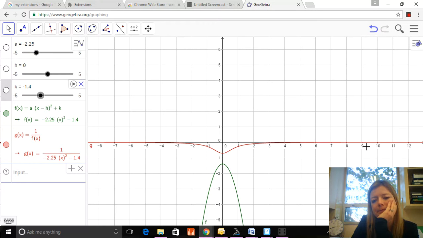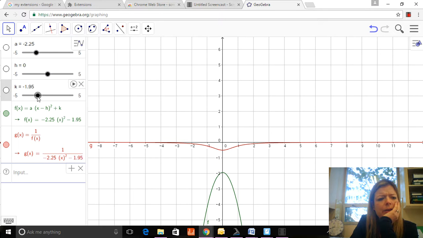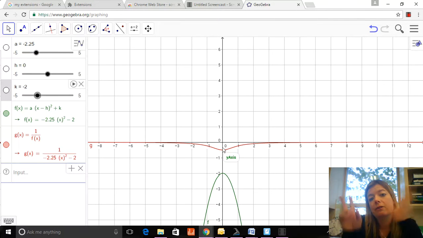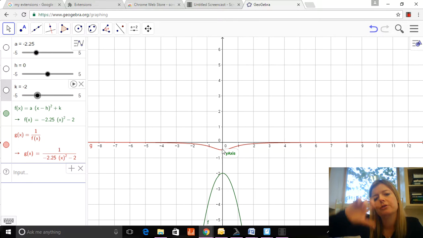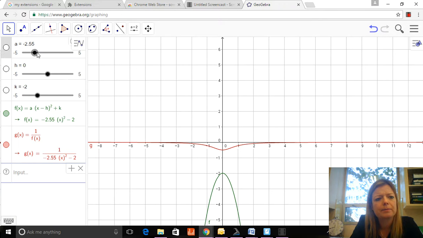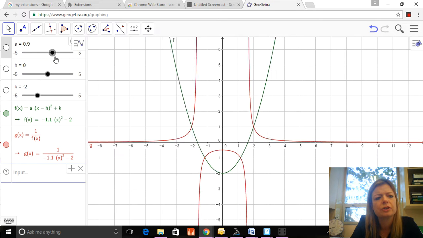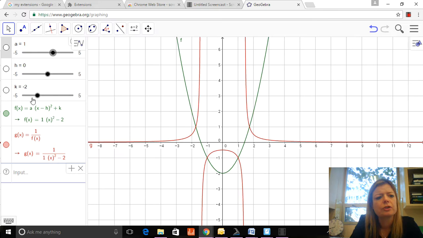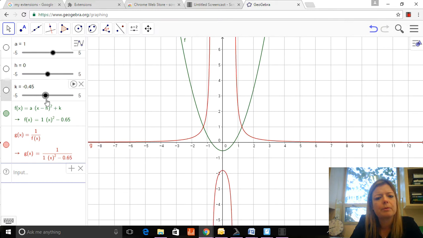value for my reciprocal. So notice that if my k value is, let's say, -2, so if this vertex is at (0, -2), then this vertex is at (0, -1/2), because remember the y values are just 1 over the y value of the original. Okay, so let me put this back up here, an a value of like positive 1-ish. So look what happens. Okay, put my k value back.